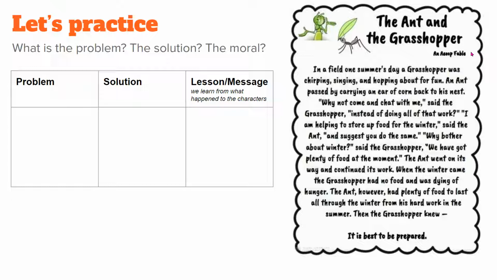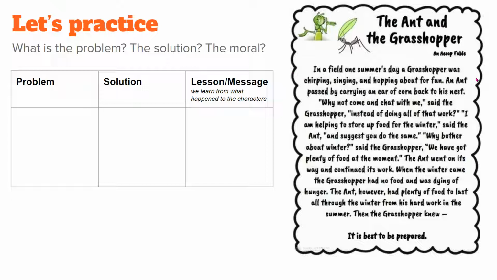The Ant and the Grasshopper, an Aesop fable. Remember, a fable is where the characters act like humans, because even though they're animals, they can talk and have conversations. Fables are also passed down through generations and generations, and they always have a lesson or moral.